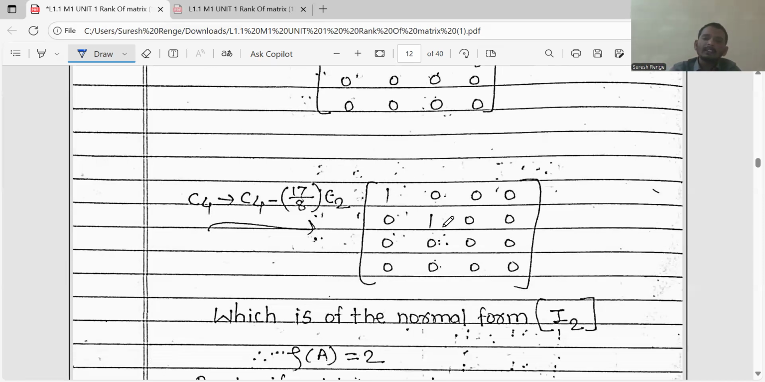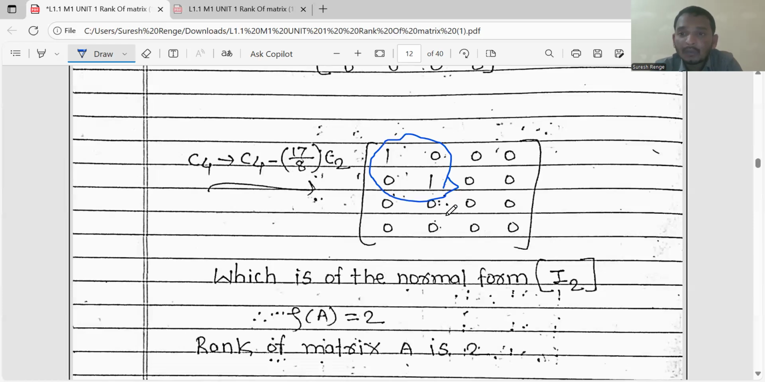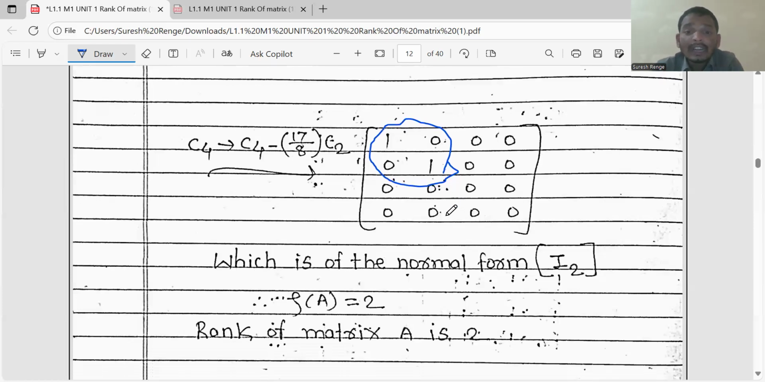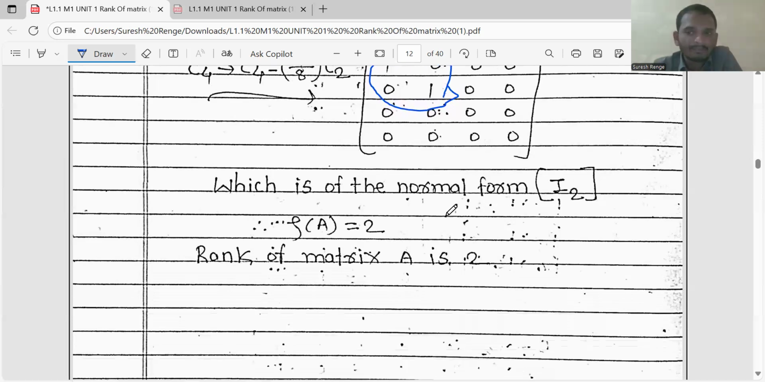Now let us observe this matrix in the normal form, which is in the form of I2. You get this I2 matrix here. This is the identity matrix I2, which is the normal form of I2. Therefore, the rank for this matrix is equal to 2, and this is your answer.